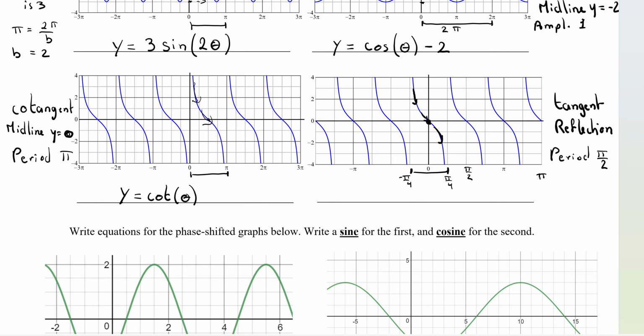And so if the period is pi over 2, what would the b value be? Well, tangent and cotangent have a period of pi normally, so b will be equal to 2. Okay, so we said reflection, right? So we need a negative, and we said this is a tangent. So y is equal to negative. Oh, I didn't check for a stretch. It doesn't look like we have a stretch, right? So we're going to go negative tangent, and we said b is 2, so 2 theta.